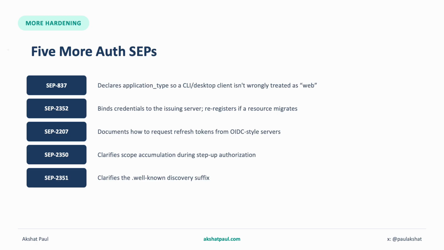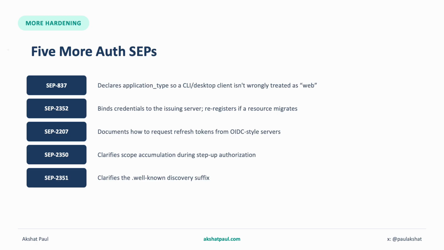SEP 837 has clients declare their OpenID Connect application type during registration, so a desktop or CLI tool doesn't get defaulted to web and have its localhost redirect rejected. That's a real paper cut a lot of developers have hit. SEP 2352 binds registered credentials to the specific authorization server that issued them and forces re-registration if a resource ever migrates to a new one, closing another door attackers could otherwise use.